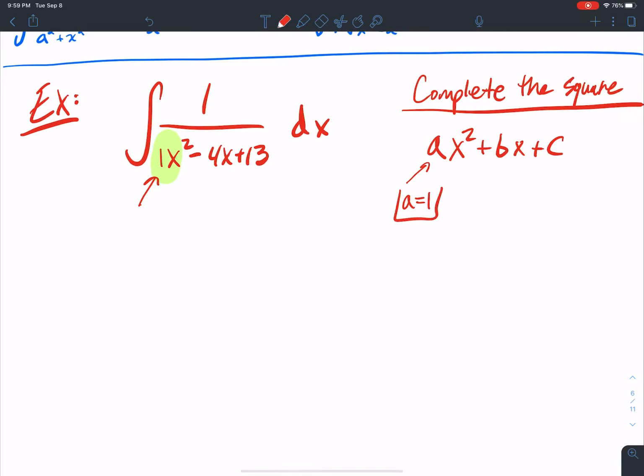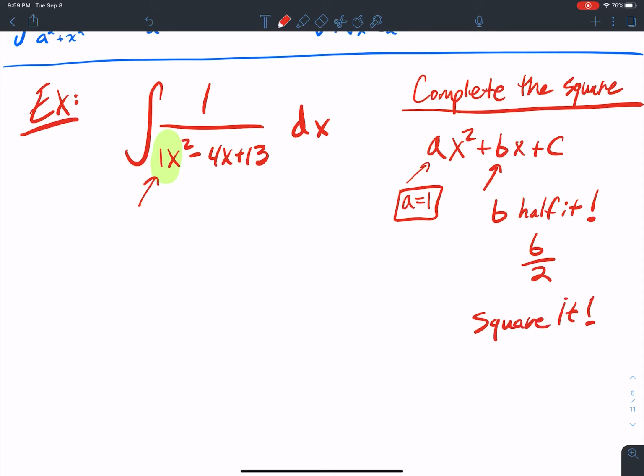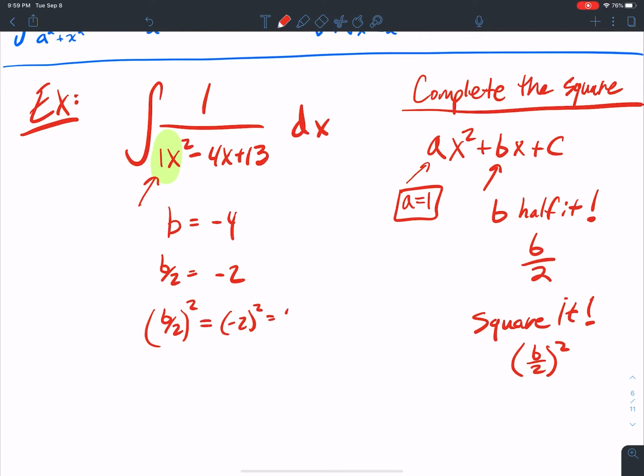After you get a equal to 1, then you're going to take the middle term, you're going to take b, and you're going to half it. So you do b divided by 2. Once you half it, then you square it. You half it, you square it. So b over 2 squared. So let's take this example. Our b here is equal to -4. If I half it, I get -2. If I square it, -2 squared gets me 4.